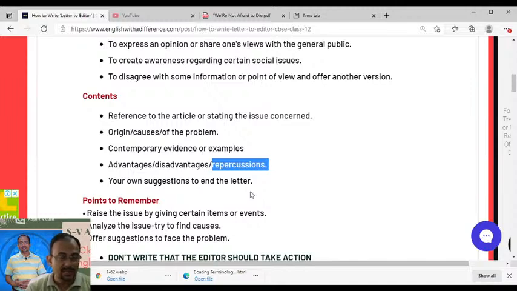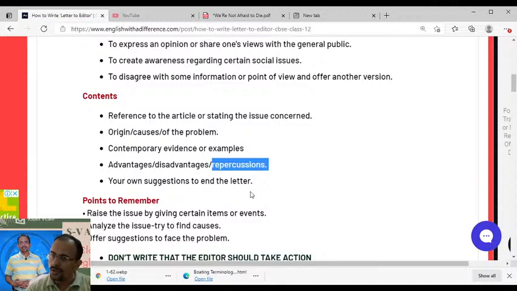First of all, write the factors that gave rise to this particular issue. Number two, write why you should do this. Third paragraph, write what will happen if we do this, the impact of this, and what will happen if you do not do this. So you have to write both the advantages and disadvantages, and then your own suggestions. You can make two or three different paragraphs.